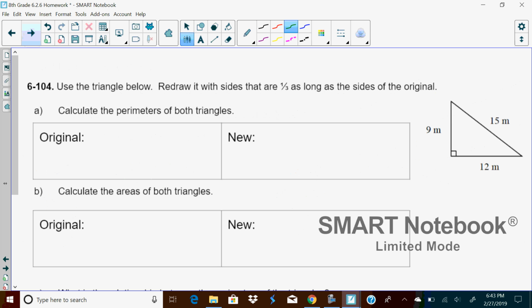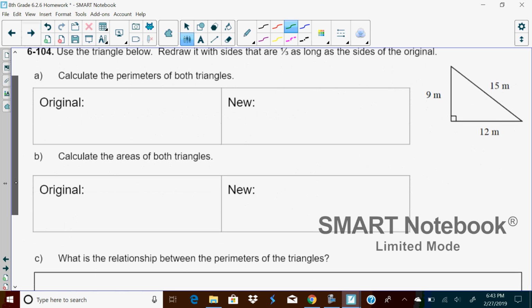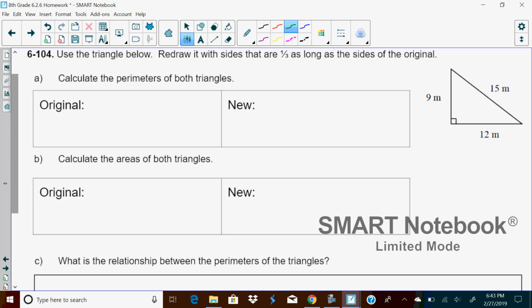104, use the triangle below. Redraw it with sides that are 1/3 as long. So 9 divided by 3 is going to be 3, which is the same as 1/3. 12 is going to be 4 meters. 15 will be 5 meters.